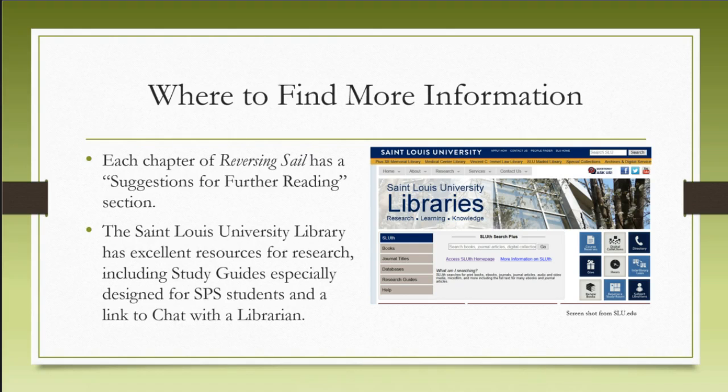And where can we find more information? Each chapter of Reversing Sail has a suggestions for further reading section. So if we were going to be doing a longer paper and we needed some sources, we could look at the end of those chapters and see if there's information that we could get from the suggestions for further reading to find some new sources. Also, the St. Louis University Library has excellent resources for research, including study guides especially designed for SPS students and a link to chat with a librarian.